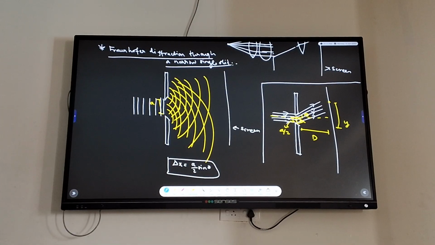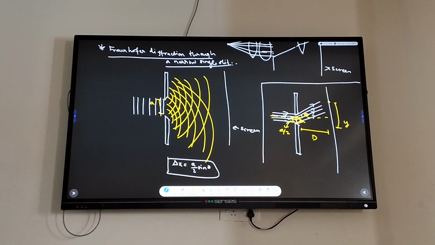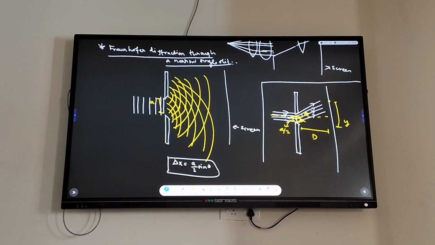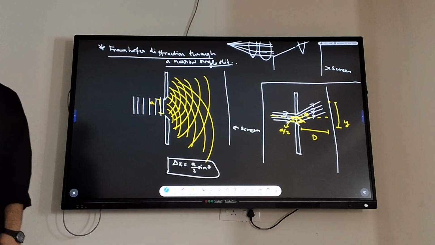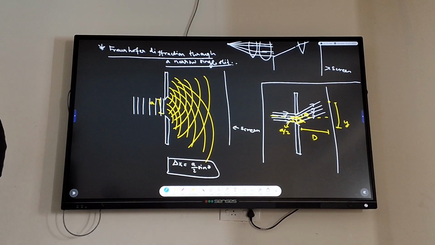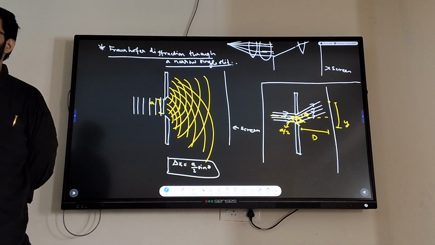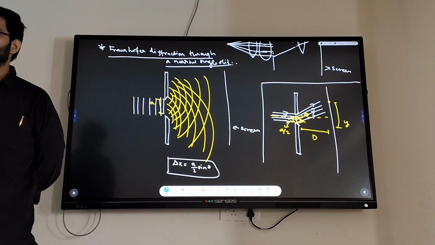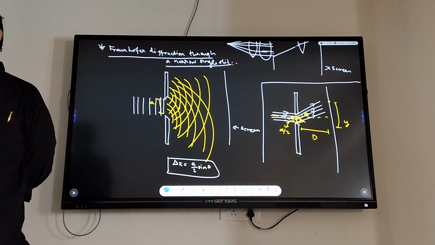If this path difference, A by 2 sine theta, is equal to lambda by 2, then will you find constructive or destructive interference? Come, both of you come. Yes, quickly. If I take lambda by 2, then will it be constructive or destructive? The path difference is lambda by 2. Come on, you can't answer such a simple question. Constructive.